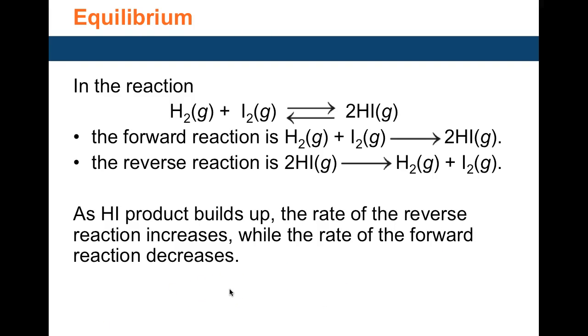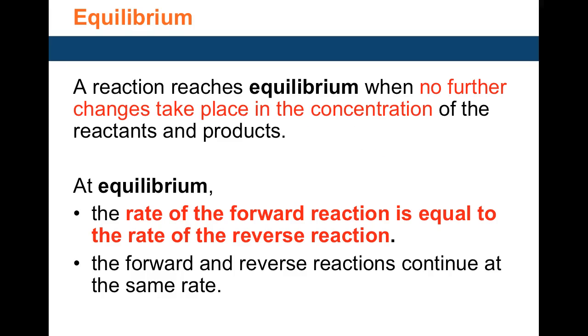In this reaction, the forward reaction is H2 and I2 forming HI. The reverse would be HI forming hydrogen and iodine. As that HI product is building up, the rate of the reverse reaction is increasing, whereas the rate of the forward reaction is decreasing. So at equilibrium, those rates are equal and no further changes take place in the concentrations of the reactants and products.